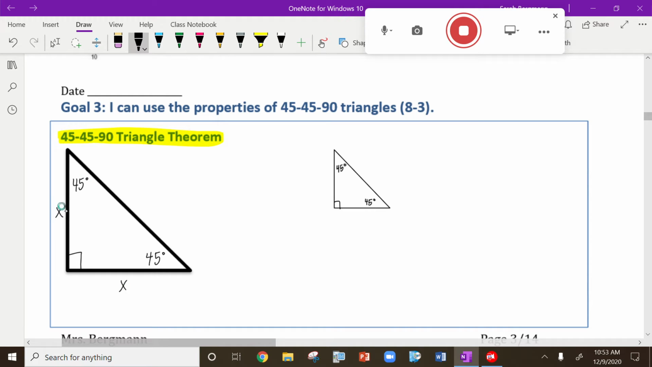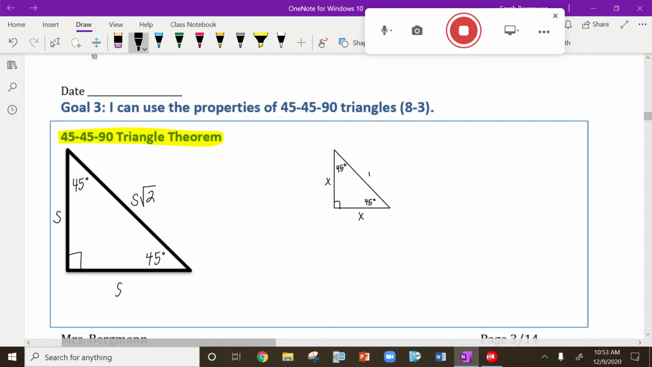The legs have to be congruent, and I'm actually not going to call these x because those appear in the problems too much. I'm going to call them s. And the hypotenuse is always the leg length multiplied by radical 2. I'm going to show you where that radical 2 comes from real quick.